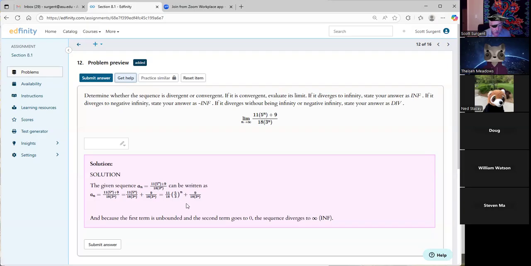Okay. So in this case, what you see on the screen here, you have a situation where the first term, the 11/18 times 5/3 to the n power, is going to diverge on you. The second term is actually going to shrink to 0, but that doesn't do you any good because this guy is basically off to infinity. So you would type in INF in this case.